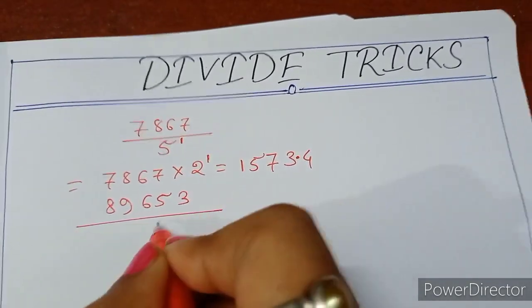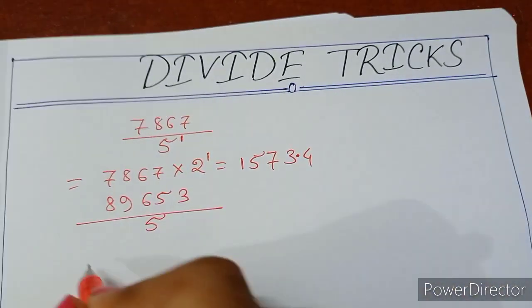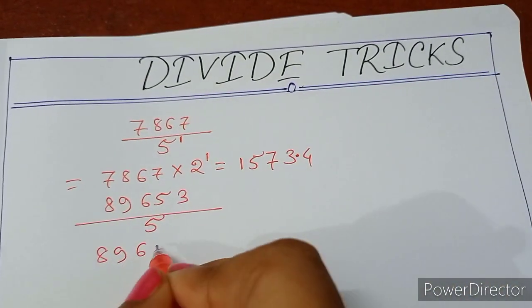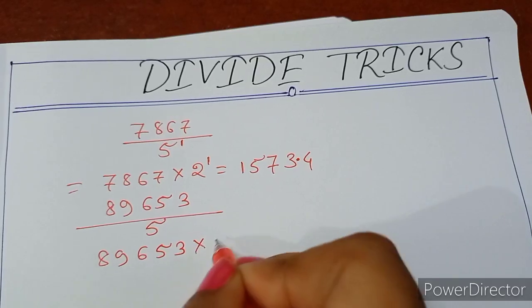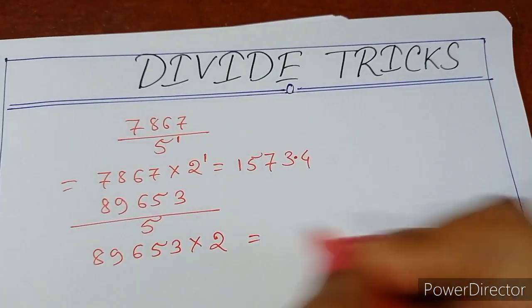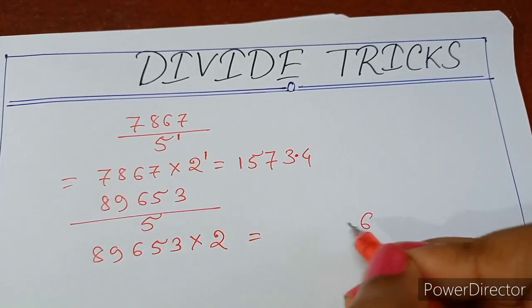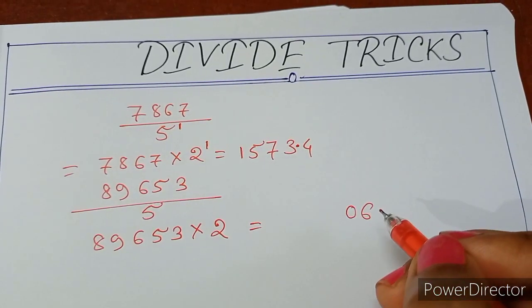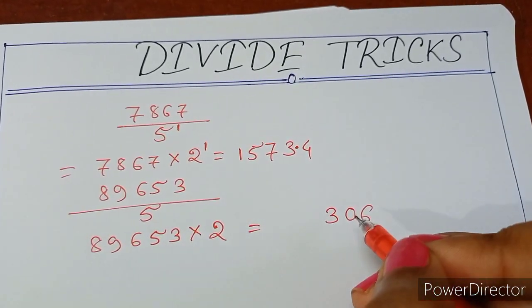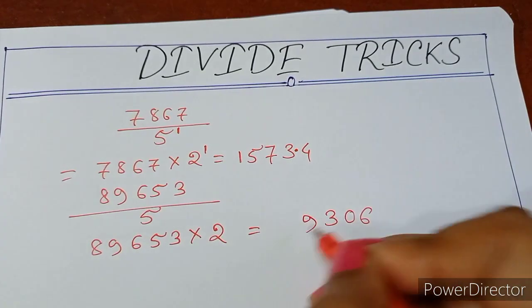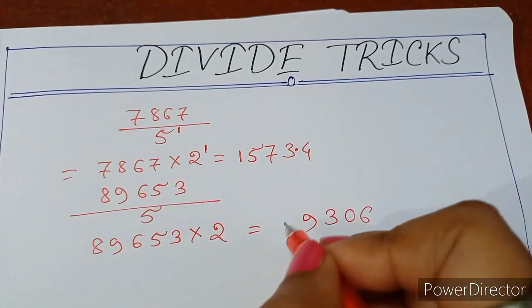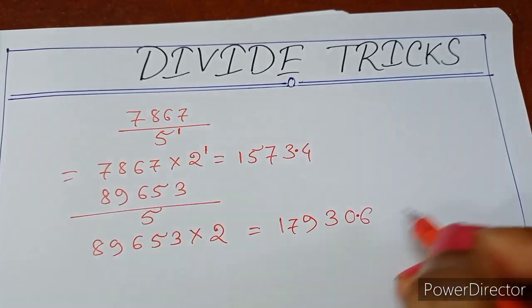89653 by 5. 89653 into 2. 3 twos are 6, 5 twos are 10, 0, 1; 6 twos are 12, 1 is 13, 3, 1; 9 twos are 18, 1 is 19, 9, 1; 8 twos are 16, 1 is 17. This is the answer.